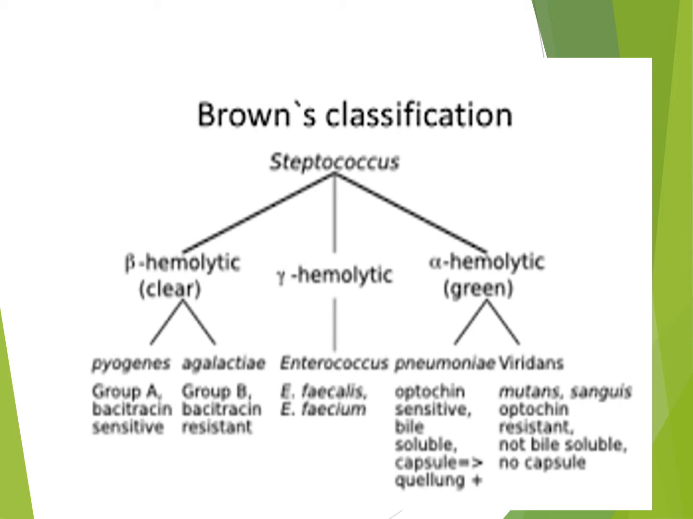Alpha hemolytic Streptococci produce a greenish discoloration with partial hemolysis around the colonies, meaning the red blood cells are partially broken down. These are known as Viridans Streptococci, which include a group of Streptococcus species, among them Streptococcus mutans. The alpha Streptococci are normal commensals in the throat but may rarely cause opportunistic infection.